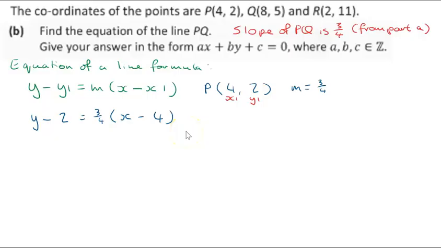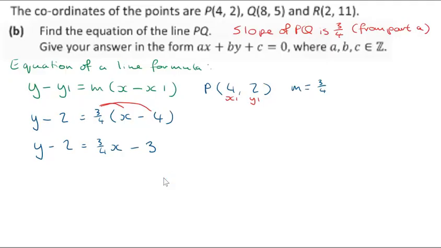So next we're going to multiply out the brackets. So we're going to bring down the y minus 2 and the equals, and then 3 over 4 times x, a number times a letter, we stick them together. So we get 3 over 4x, and then 3 over 4 times minus 4 is minus 3.